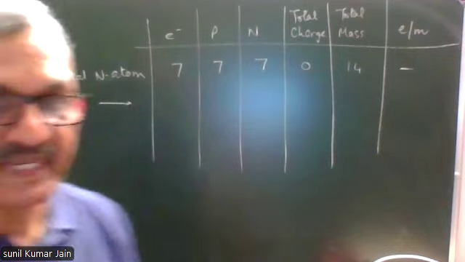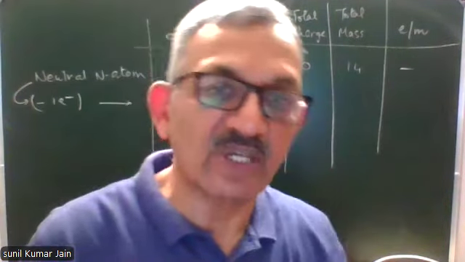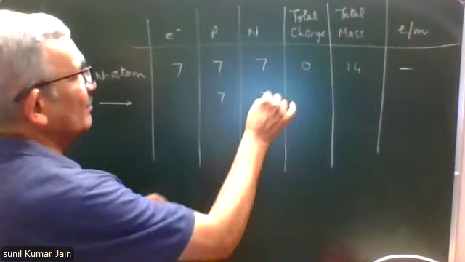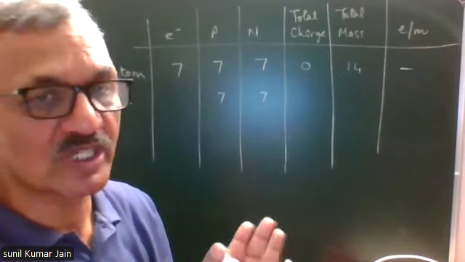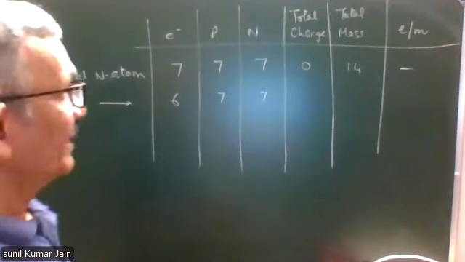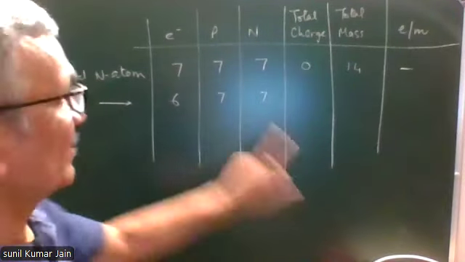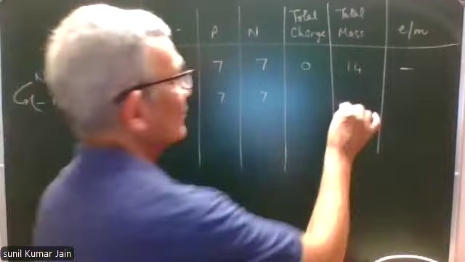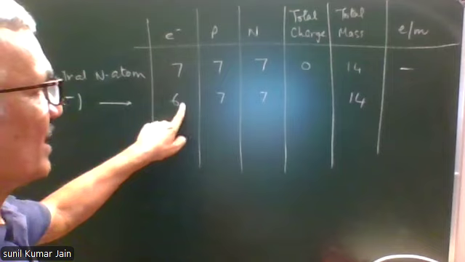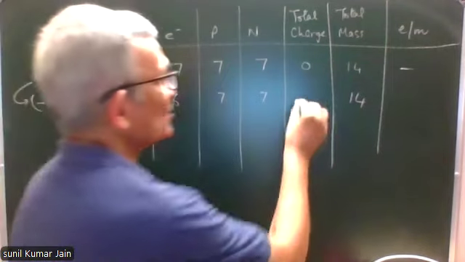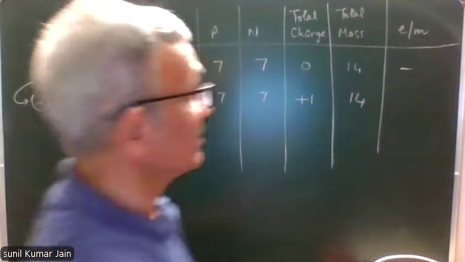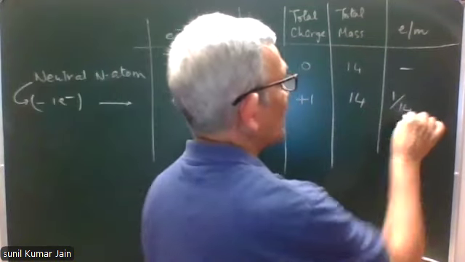Now we consider again nitrogen atom after removal of one electron. After one electron is removed, number of protons and neutrons does not change. Number of electrons will become 6. It means total mass will be 7 plus 7, no change. But charge will be -6 plus 7. It means charge will be 1 unit of positive charge. E by M ratio will be 1 divided by 14.